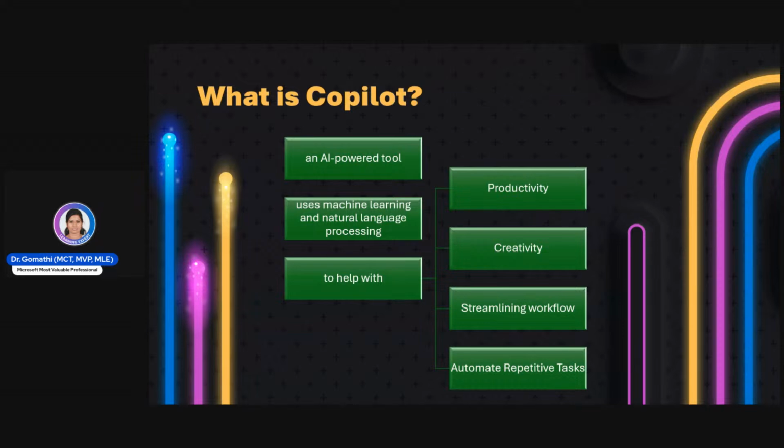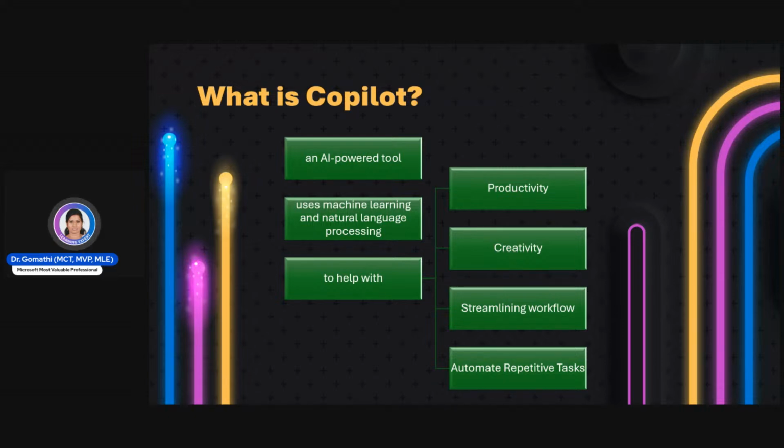Now, what is Copilot basically? Copilot is an AI powered tool which uses machine learning and natural language processing. You might have heard about ChatGPT, which is by OpenAI, whereas Copilot is by Microsoft. Microsoft and OpenAI have joined hands together and come up with Copilot. It's a concept where AI technologies are integrated. Copilot helps with productivity, creativity, streamlining your workflow, and automating repeated tasks, whatever you are doing again and again. It will guide you and help you understand. There are various things in Copilot.